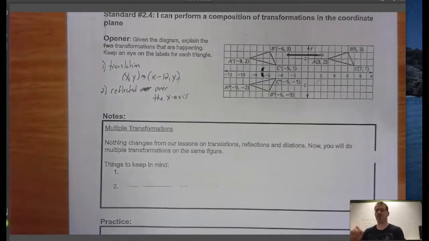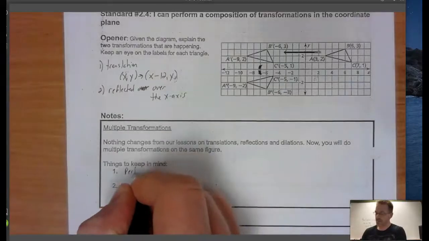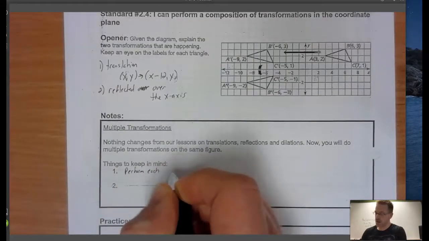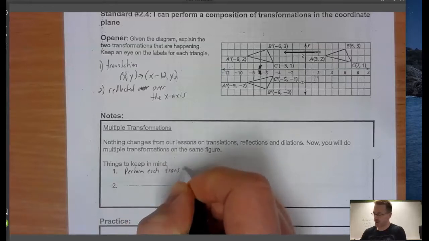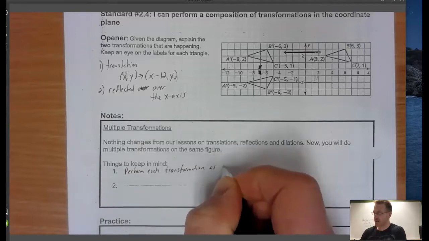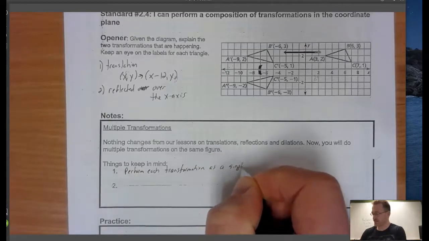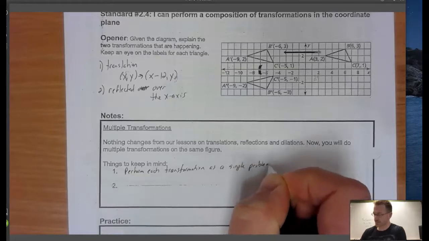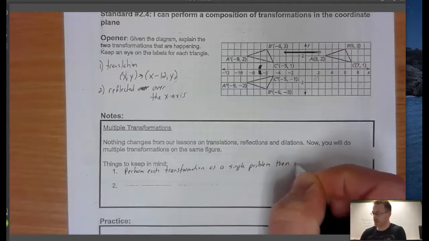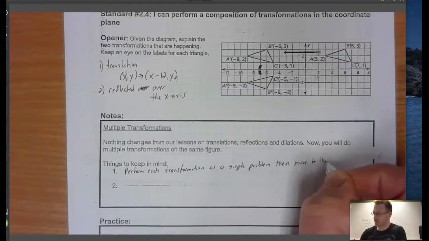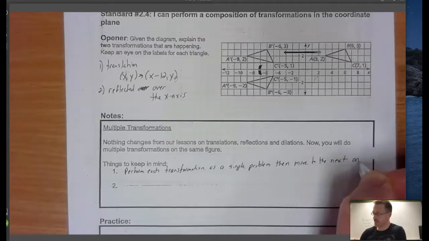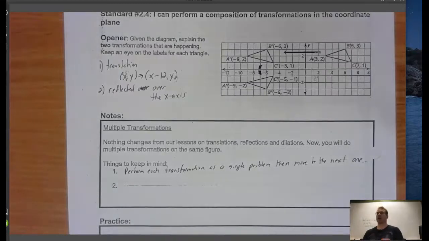All right, so now some things to keep in mind to help you. Don't get overwhelmed. Just perform each transformation as a single problem, and then move to the next one. Whatever it says to do first, do that first. Just treat it like a single problem. And then perform the next one from where you are.